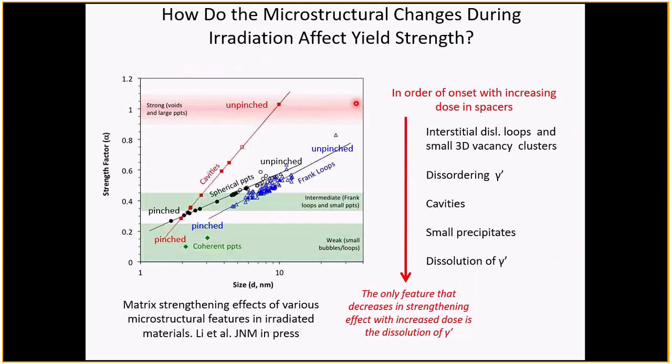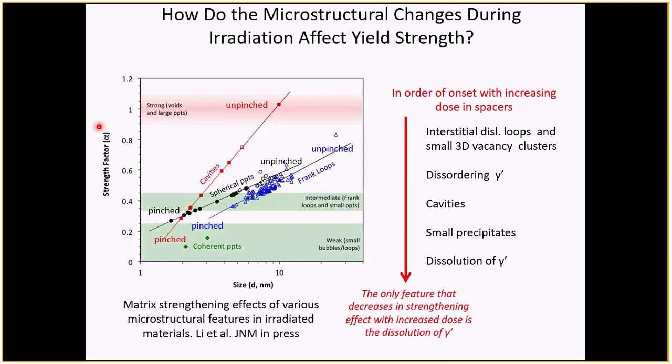So when it comes to the effect on the mechanical properties, we have this nice plot where Lee, I think about 3 or 4 years ago, came out with an article in JNM where he plotted the strengthening factor. We didn't spend too much time on strengthening, other than to say that any clusters, any precipitates, things which are a barrier to dislocation slip will strengthen the material.